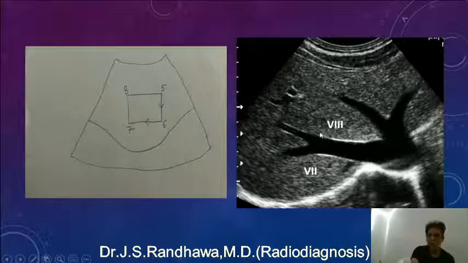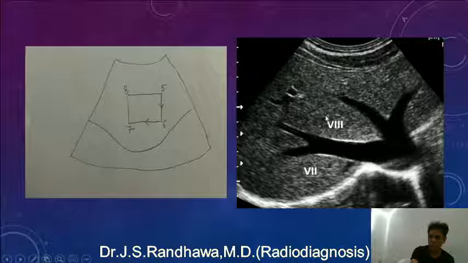Now if you see this, again I'll briefly tell you, the right lobe is divided into anterior as well as posterior. So we have the anterior one, which is here, anterior to the right hepatic vein, and the posterior one is the one which is posterior to the right hepatic vein. So in the superior part we have anterior here and posterior here.